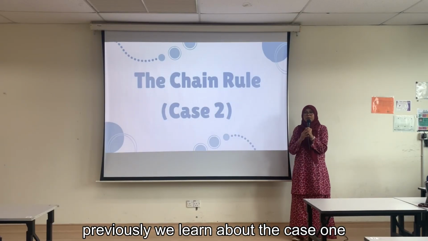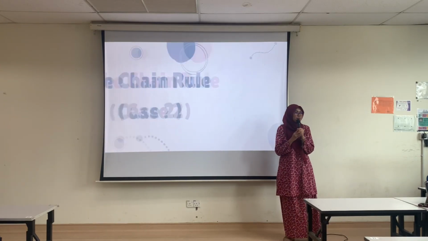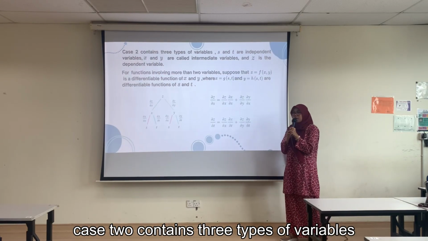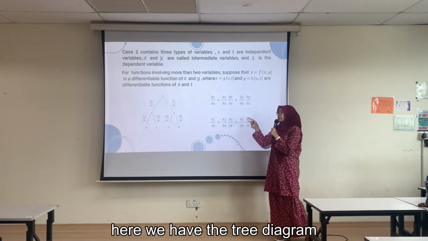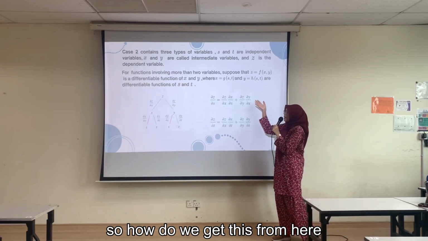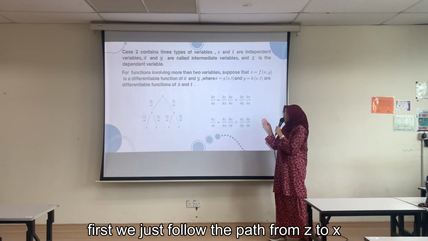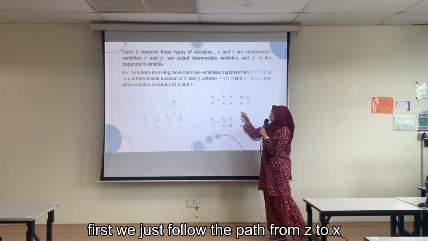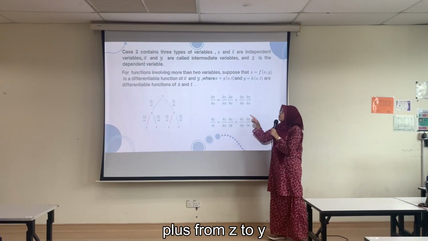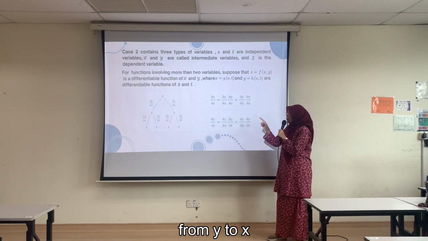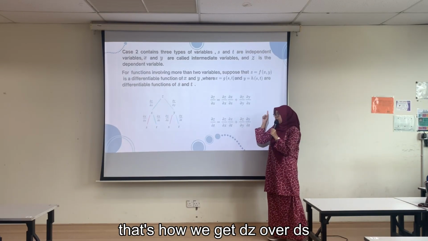Previously, we learned about the case 1. Now, let's take a look about the case 2. Case 2 contains 3 types of variable. Here, we have the 3 diagrams. So, how do we get these formula? For dz over ds, first, we just follow the path from Z to X and from X to S, plus from Z to Y, from Y to S. That's how we get dz over ds.